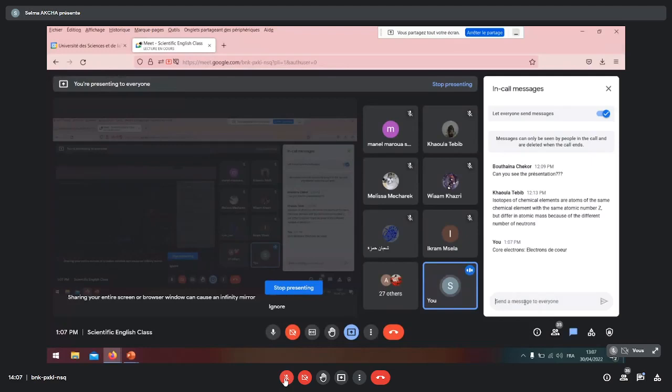Okay? And we have the valence electrons, which are the external electrons. They are the valence electrons, les électrons de valence. Les électrons de valence, c'est les électrons externes. Et c'est les électrons impliqués dans les réactions chimiques, dans l'oxydation. The valence electrons are the external electrons and they are the ones involved in the chemical reactions.